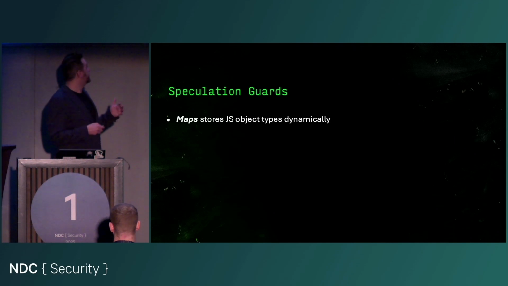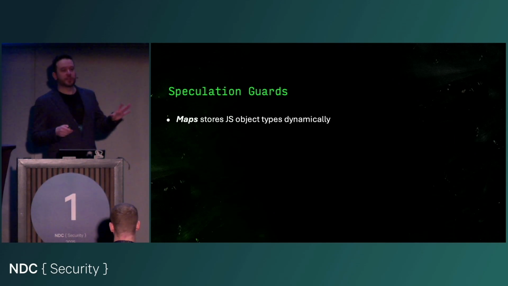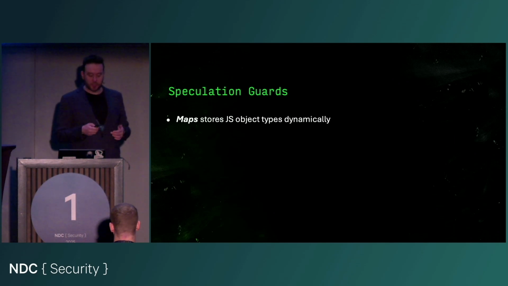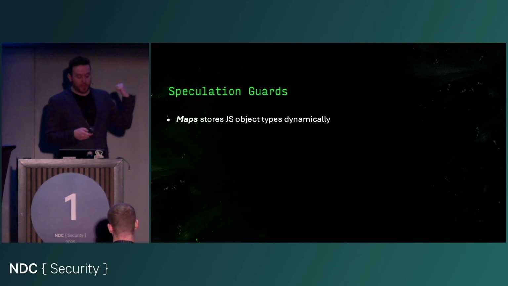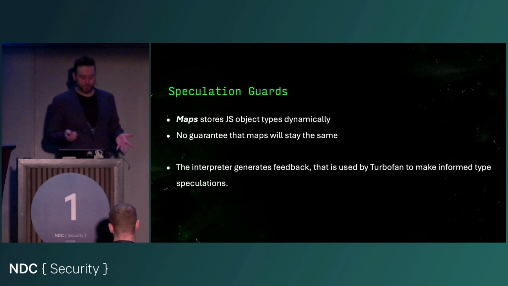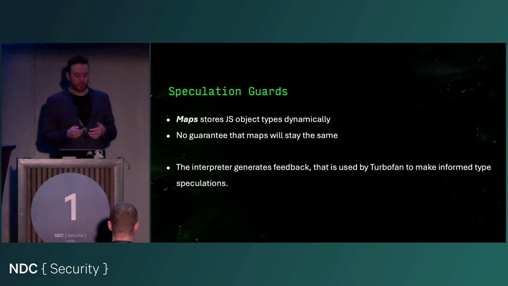We mentioned that TurboFan will generate some speculation guards, so we'll put some speculation guards in the optimized code. We also have maps that store the type dynamically, keeping track of those types changing at runtime. But we have no guarantees that maps will stay the same for a given object in time. The interpreter will generate feedback that is used by TurboFan to make informed type speculation.